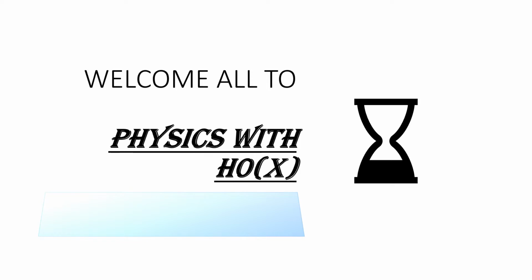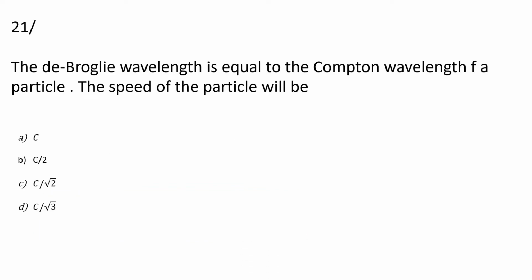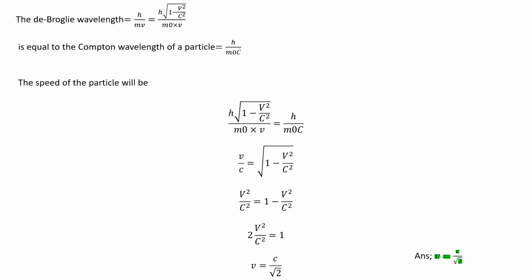So in this video we will discuss part 3 of the CPET 2022 physics questions. So let's begin, and here is the first question of the session: the de Broglie wavelength is equal to the Compton wavelength of a particle. The speed of the particle will be, and here the options are c by 2, c by root 2 and c by root 3. So let's see what will be its answer.